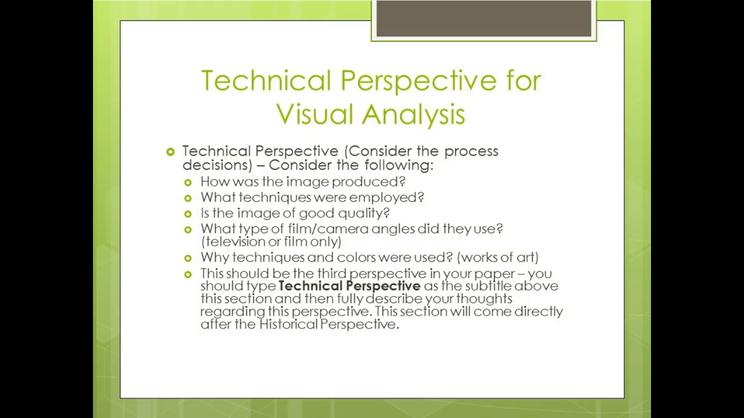So you're going to go into all the details in terms of the creation of this film or this television series or this famous work of art. If you're talking in terms of a work of art, you're going to want to cover things like what size was the canvas, what materials were used to create this work of art, what techniques were used, and so forth. So this should be the third perspective in your paper.